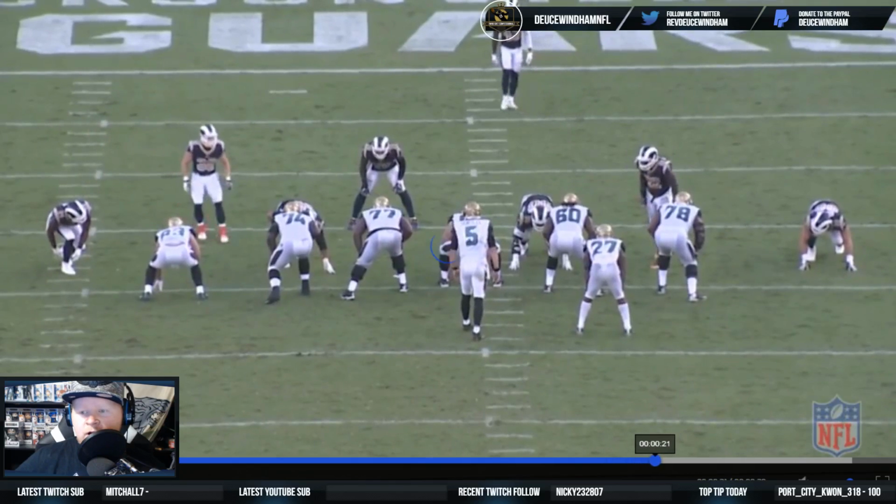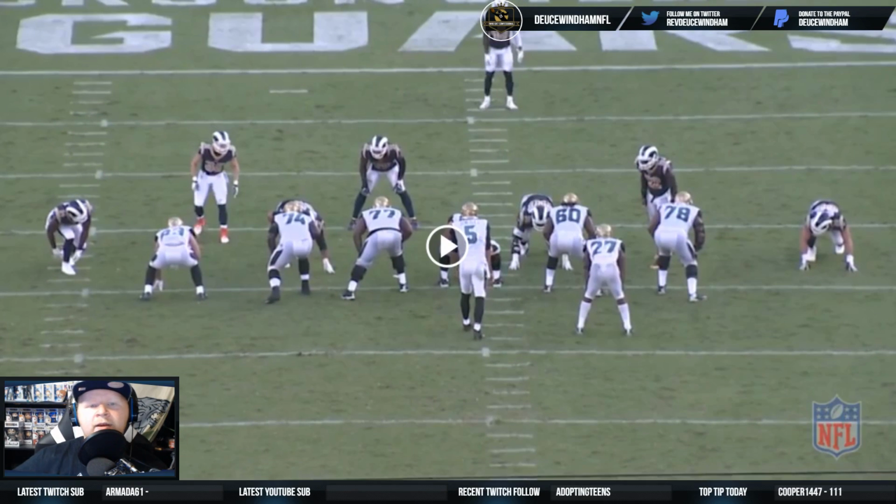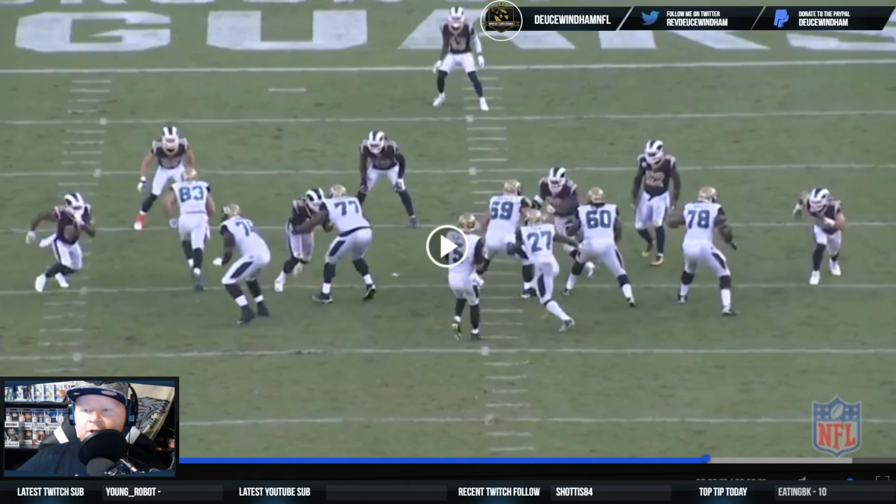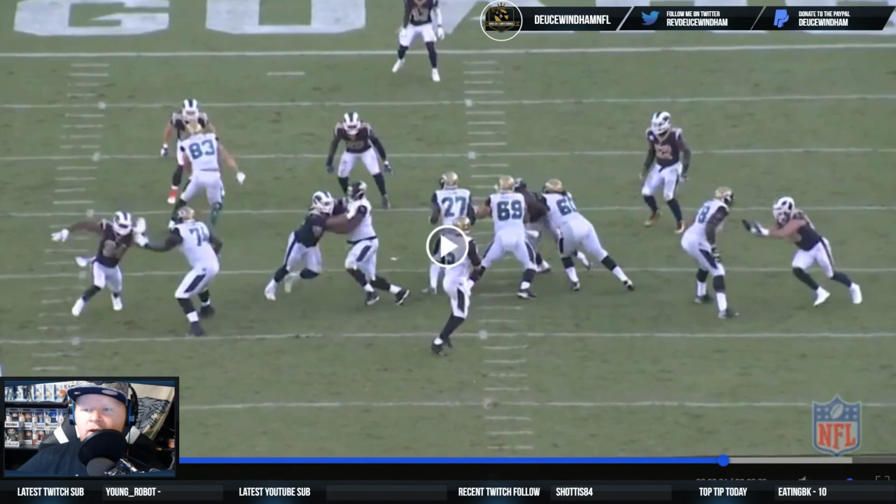But watch the technique. So he's going to come here. He's kicked out a little bit just to get a little bit extra on this bull rush. Look at the angle he comes at. Great interior hand placement. Look at the punch right there. Drive up. And now look what he's going to do.